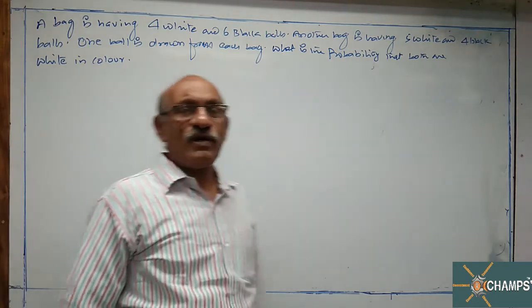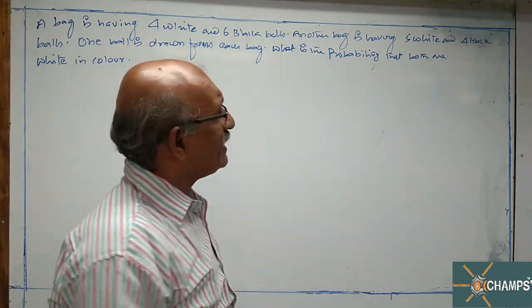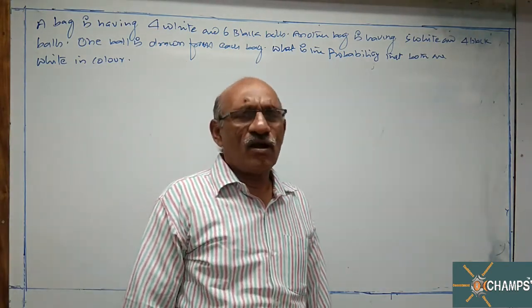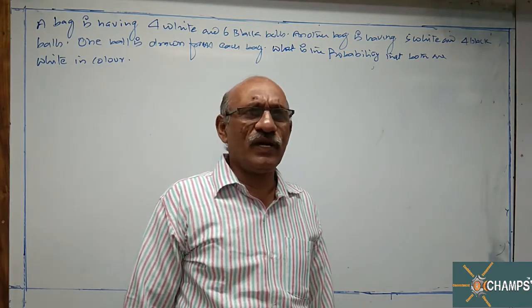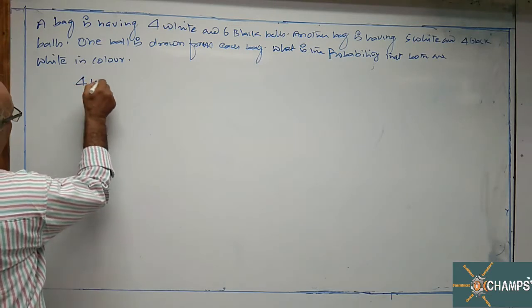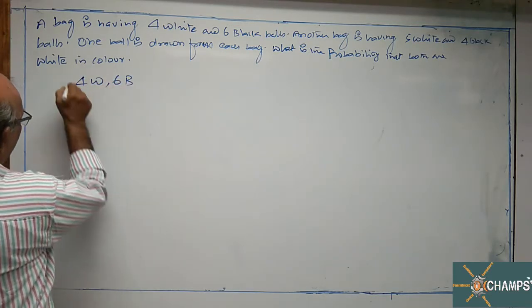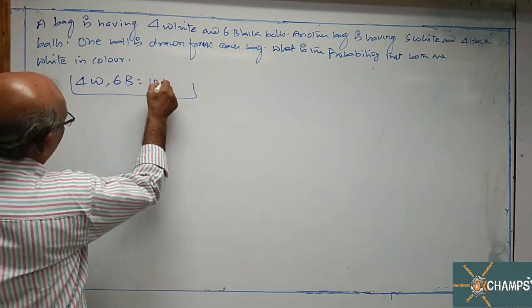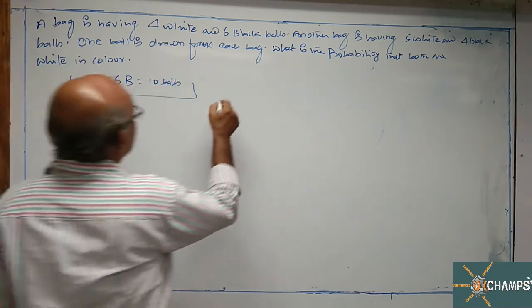You can also create one more question: both are black in color, or they are of different colors. N number of problems you can create, sir. One problem I am doing. Look at this. This is 4 white balls. It is having 6 black balls. Total 10 balls. Bag number 1 is having.